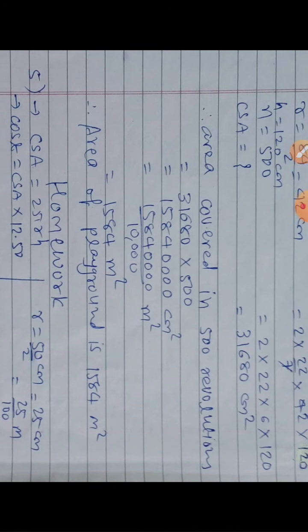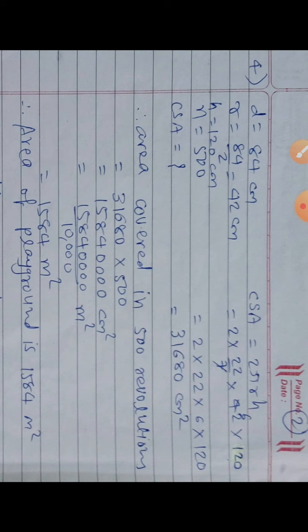Number 4, 3 we skipped. Okay, D is given as 84, so the radius becomes 84 by 2, 42 centimeter, height 120 centimeter, and n means number of revolutions. It is not useful now, but at the final stage we will use 500. And CSA is asked. Actually they have not asked us to find CSA, but we understand the question and decide that CSA is required here.